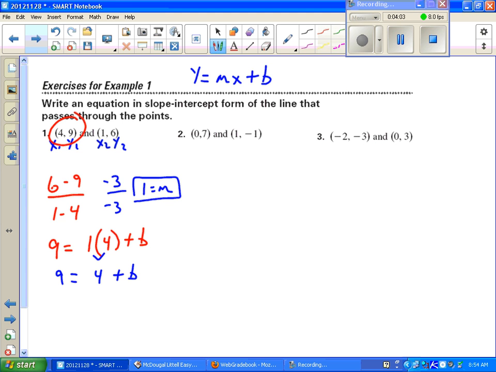equals 9. Get rid of that plus 4 by subtracting 4. You do that on one side, you got to do it on the other side. 9 minus 4 is 5 equals, these will cancel and leave us with b. Now we have m and we have b.